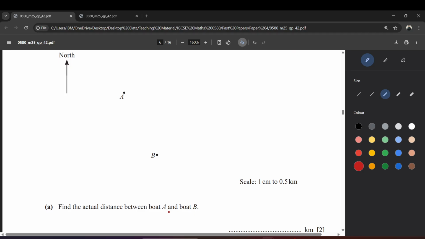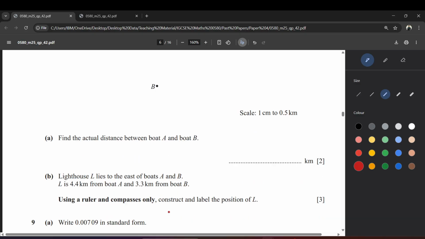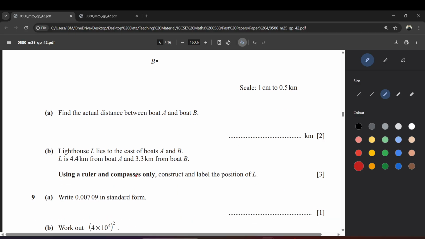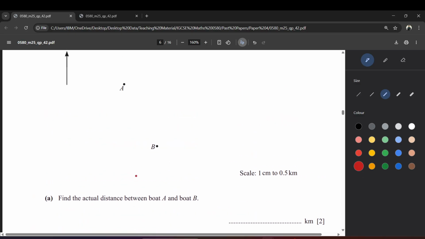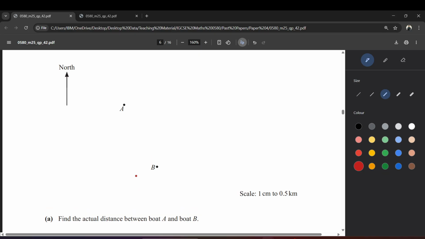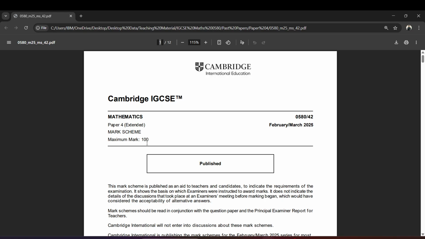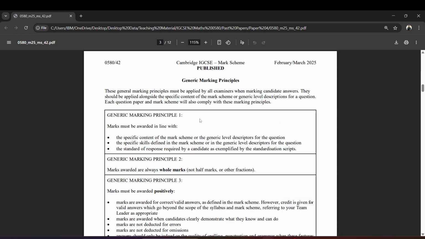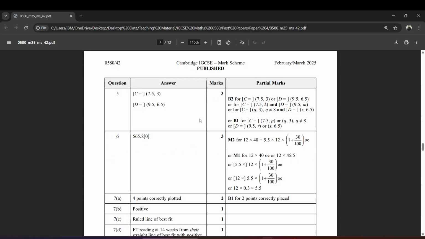Okay, now for this particular question, you're required to use a ruler, and possibly in the next part you're required to use a compass. So now what you can do here is use a ruler to measure these 2 points. But because I'm doing it digitally, that's not possible for me. So I'm going to show you what we can get from the marking scheme. Okay, this is question number 8.